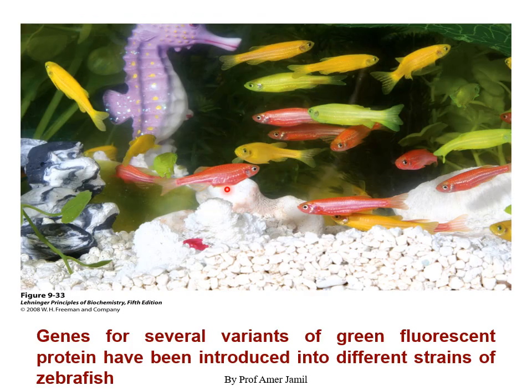And the transgenic fish: genes for several variants of green fluorescent protein have been introduced into different strains of zebrafish. Green fluorescent protein is a protein that fluoresces under certain conditions, and then there is a red fluorescent protein, yellow fluorescent proteins. So these fish naturally are not fluorescent, but these are transgenic fish because the genes for GFP, or green fluorescent protein, and other fluorescent proteins have been transferred into these fish to make these transgenic fish.